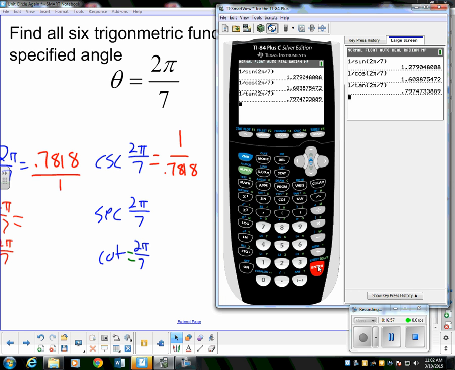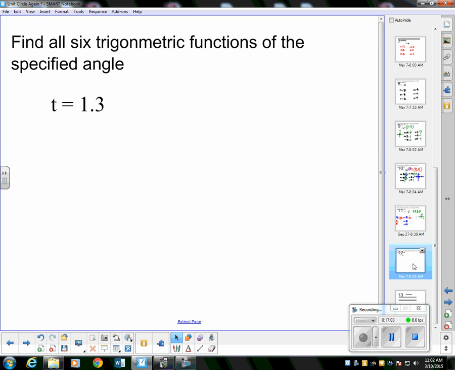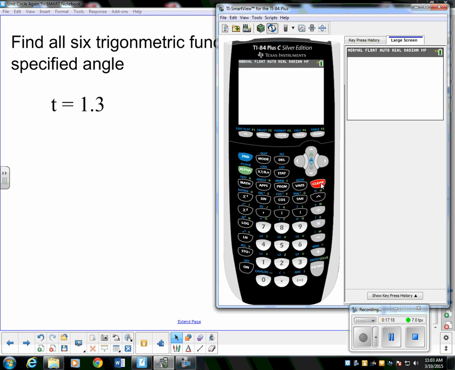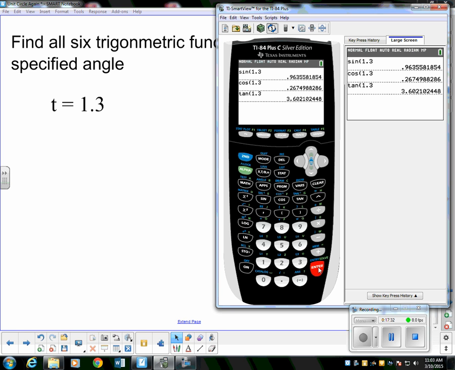All right, so just very quickly, we'll do this last one here. This is the angle 1.3. Now, is 1.3 a degree or a radian? How do you know it's a radian? There's no degree sign. Therefore, if I want to find the sine of 1.3, there it is. It's 0.9636. If I want to find the cosine of 1.3, there it is. If I want to find the tangent of 1.3, I got them right there. It's just simply typing it in the calculator.